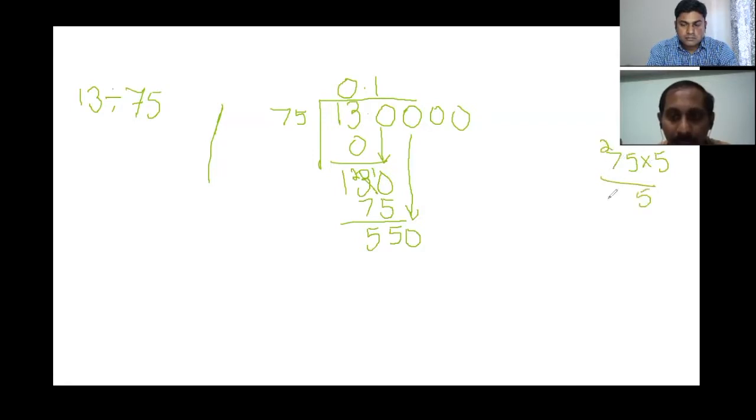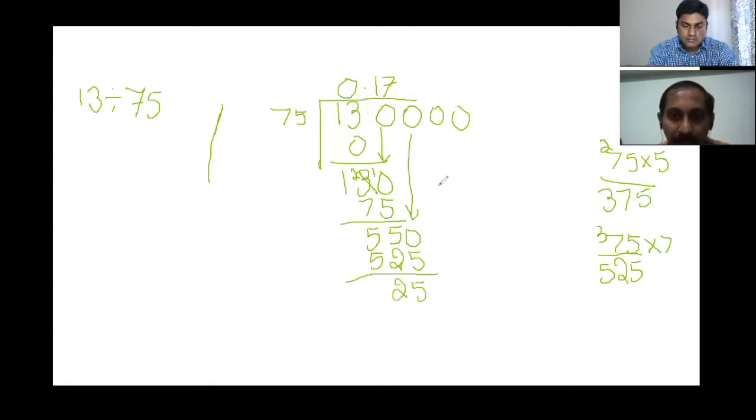It is still a smaller number. Let us try with 7. 75 into 7. 7 5 is 35, 7 7 is 49, 49, 52. This is very close to 550. So 75 into 7 times will be 525. When I subtract this, I'll get 25.